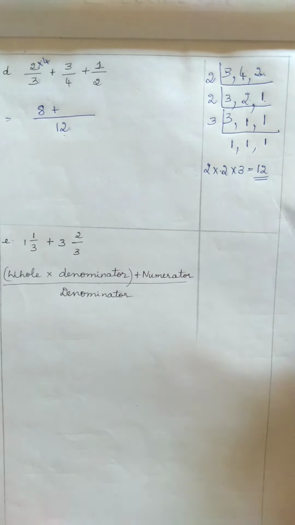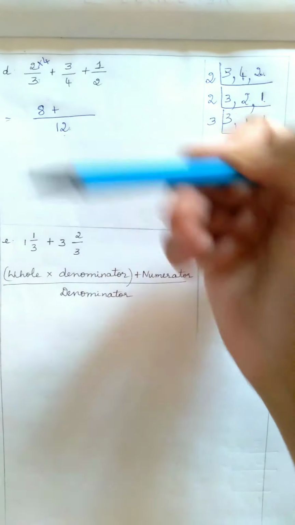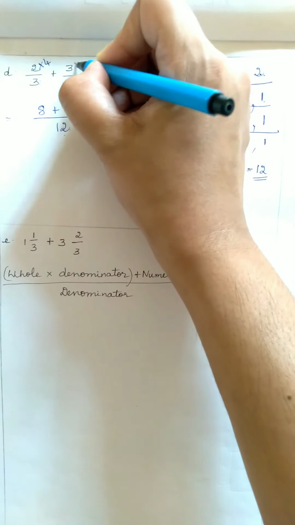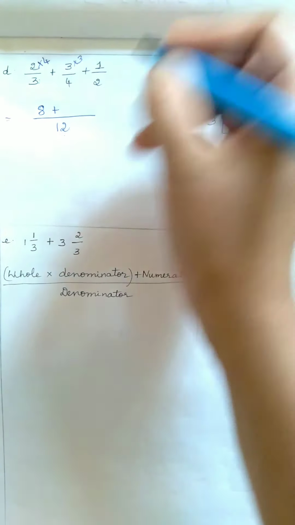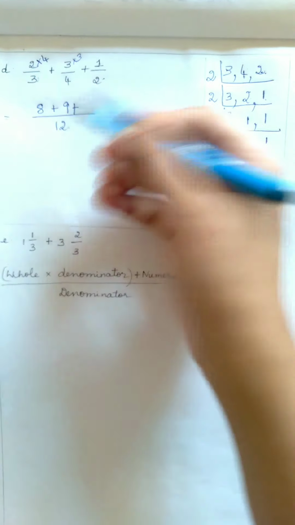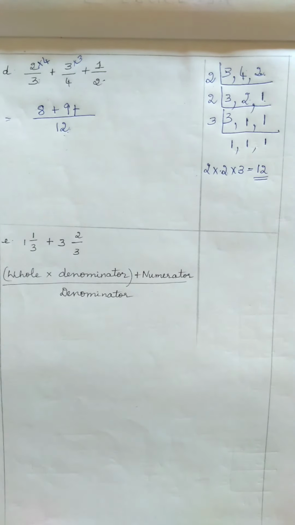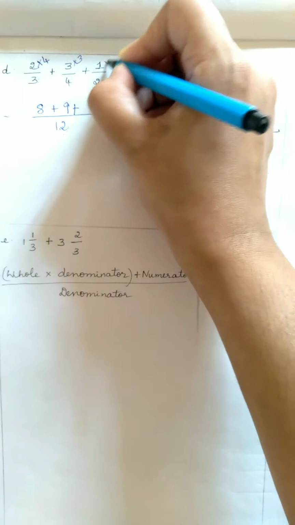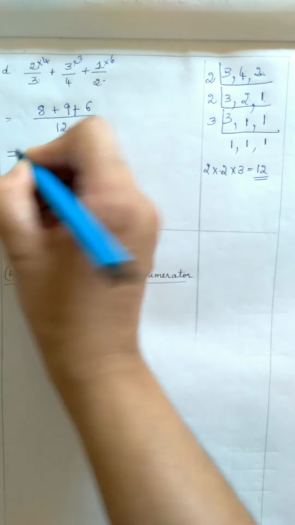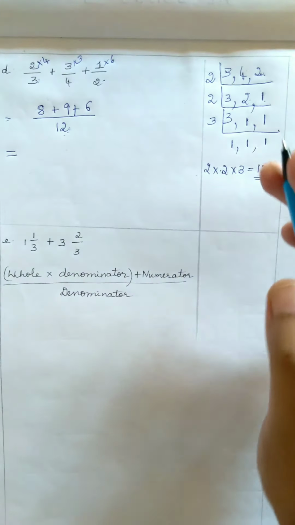Now we have the next number 3 by 4 and 12. 4 3s are 12. So multiply 3 to the numerator. You get 3 3s are 9, plus 1 by 2 and LCM you have equal to 12. Therefore 2 6s are 12. So 1 into 6 you will get the answer 6. Therefore 8 plus 9 plus 6.